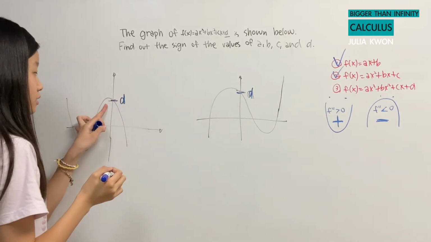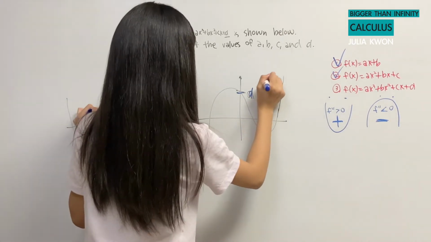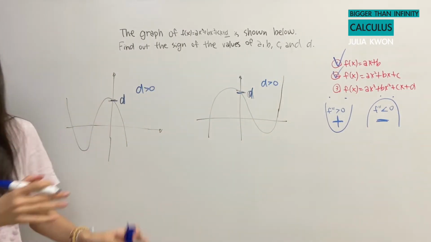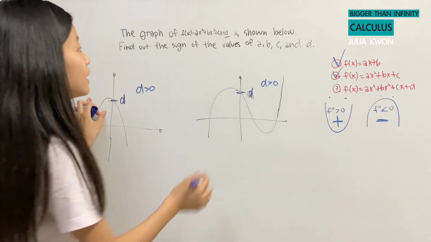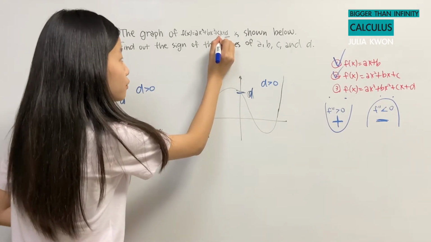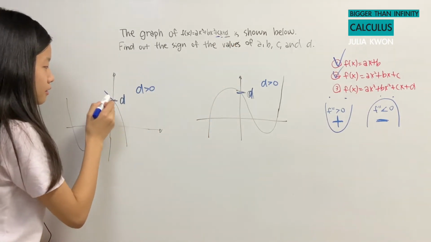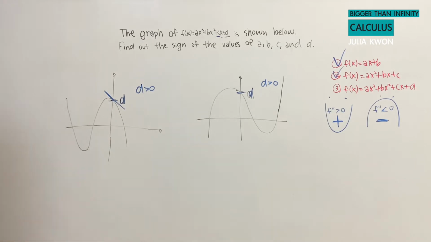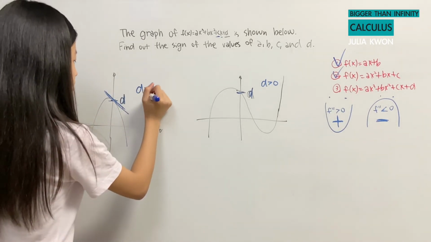And so here, you can see that D is positive. Also here, D is positive. Now I'll just focus on one graph. And you should also get used to the fact that the coefficient in front of the x is the slope of the graph when x is equal to 0. So here the slope is negative, so C is also negative.